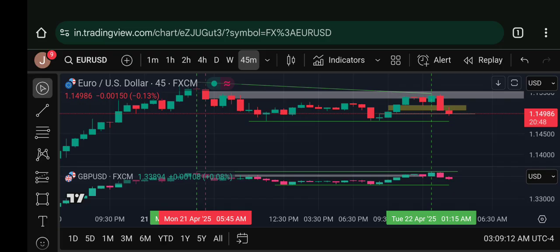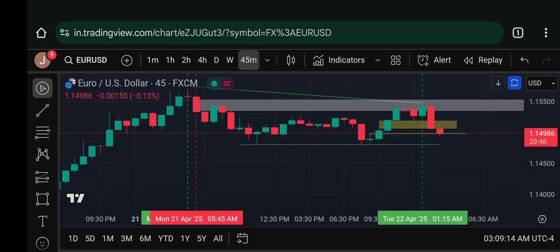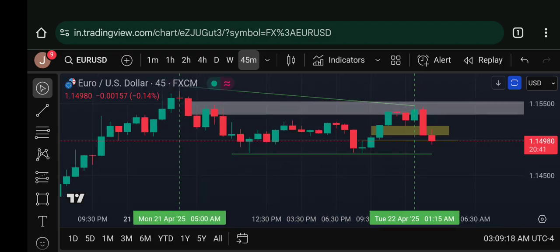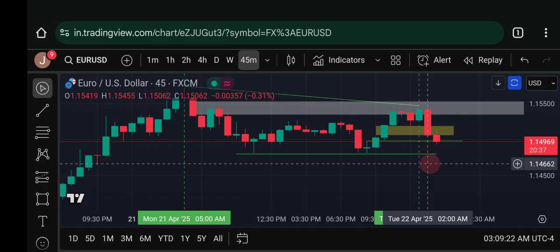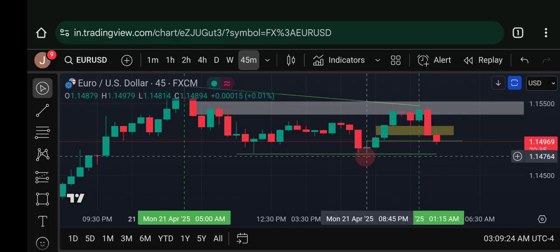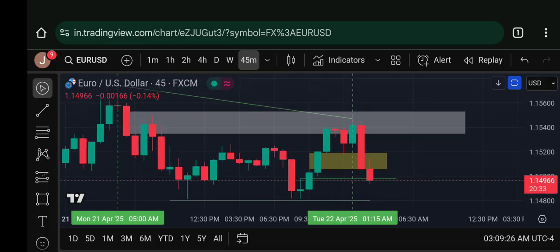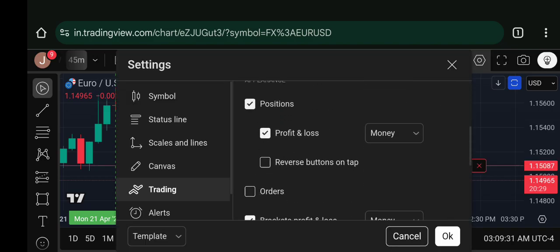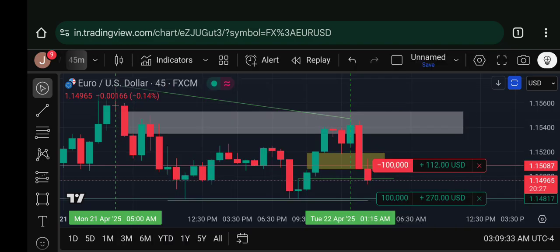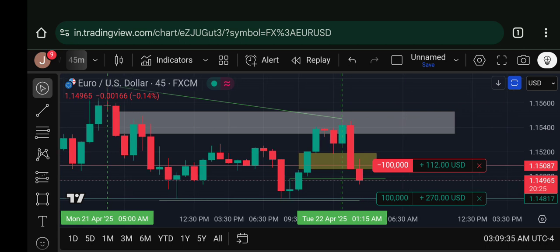And here, from this fair value gap, I'll remove this, from this fair value gap to this sell side liquidity here, this sell side liquidity is my target. And if I show you my positions, here we can see that I'm on $112 profit.